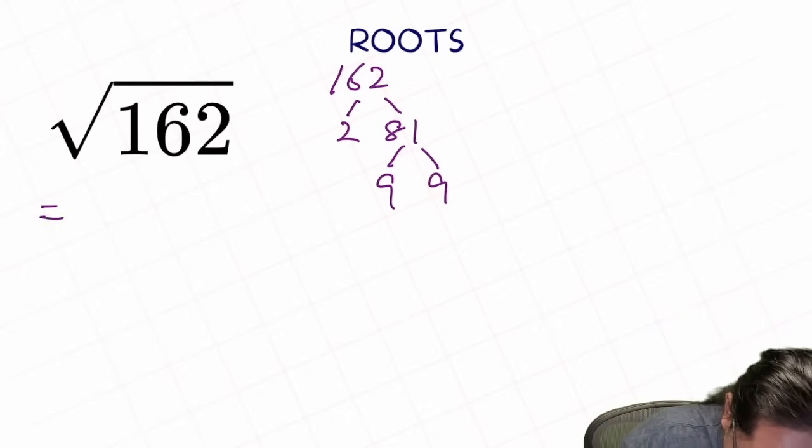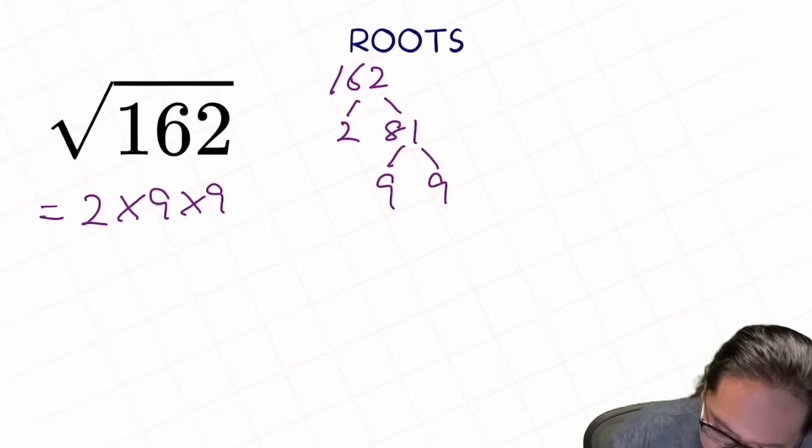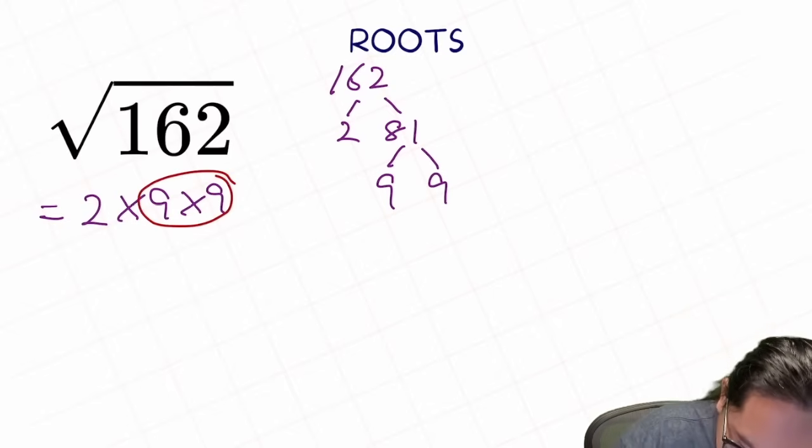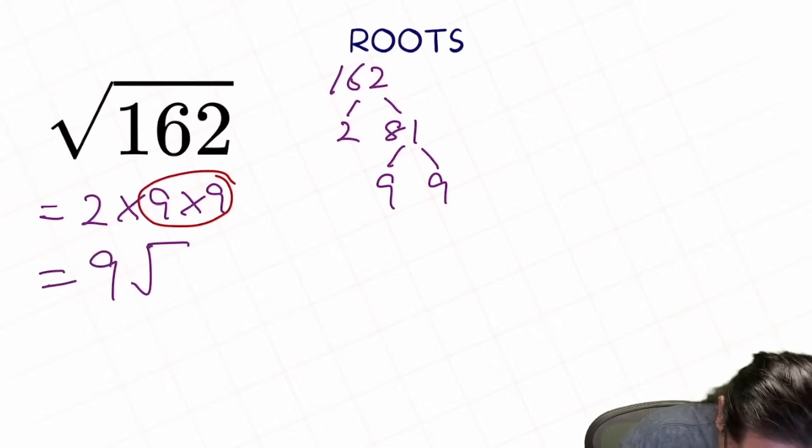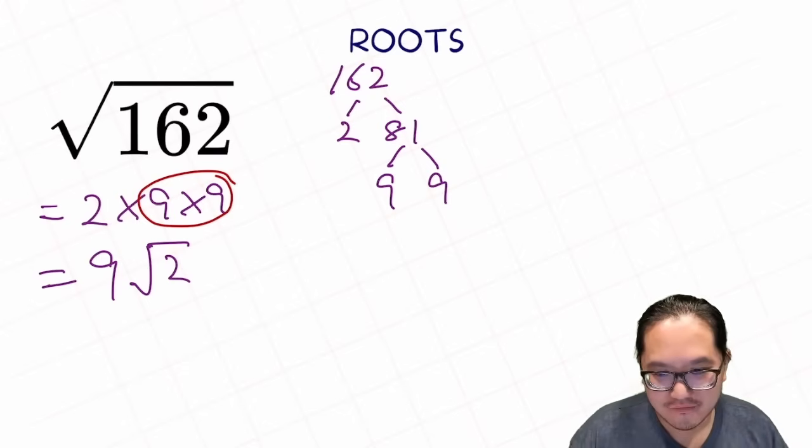So what this means is 162 is just equal to 2 times 9 times 9, right? Since we only need one set of 9's, the answer will become 9 square root 2, because the 2 is not in the set, just like that.